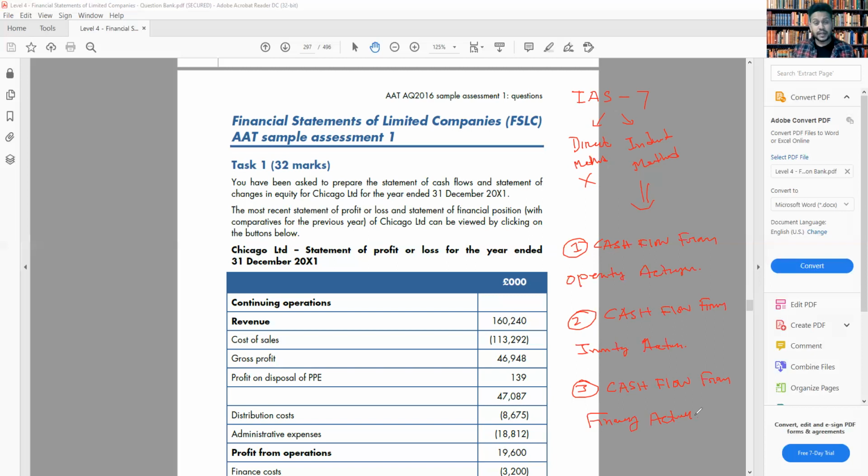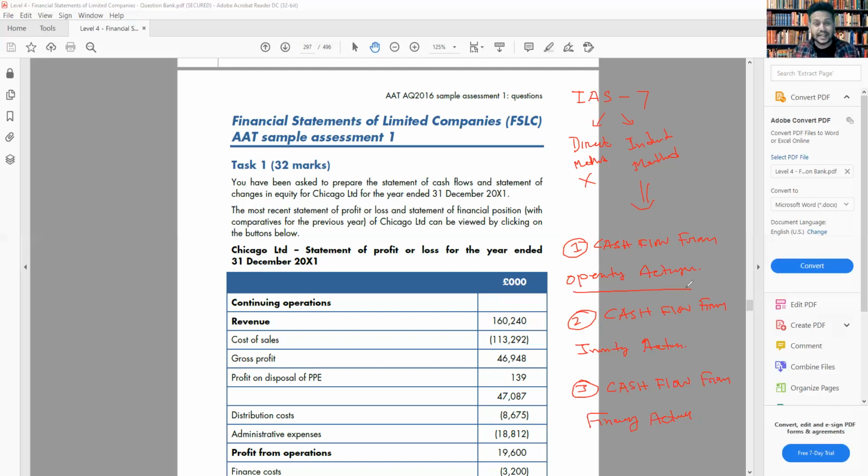So we have to complete all these three areas, and after that our cash flow statement will be completed. So we have to be very, very clear which items are relevant to operating activities, which one is relevant to the investing activities, and which one is relevant to the financing activities. It's not very difficult, it's quite simple. The cash flow from operating activities is all about the operation.